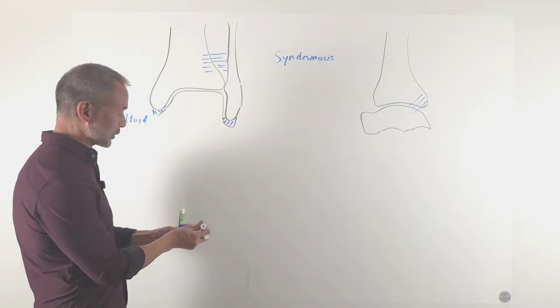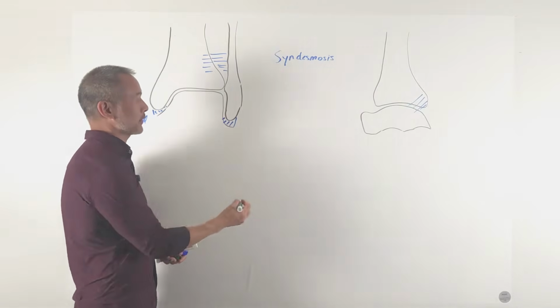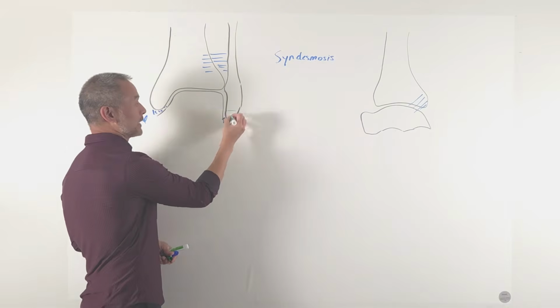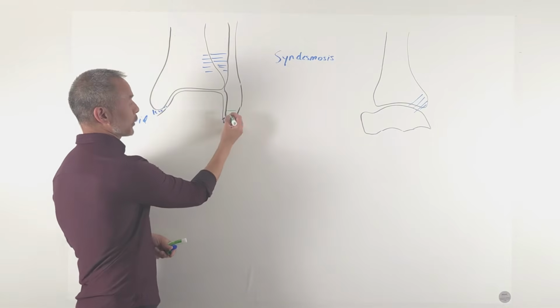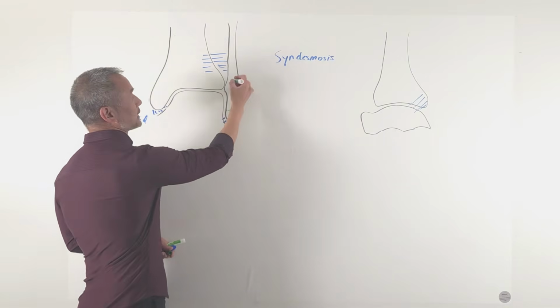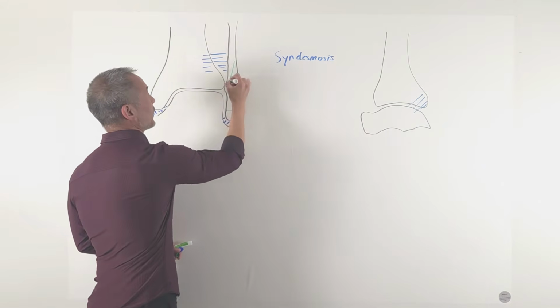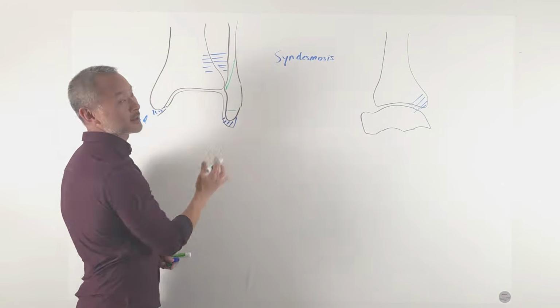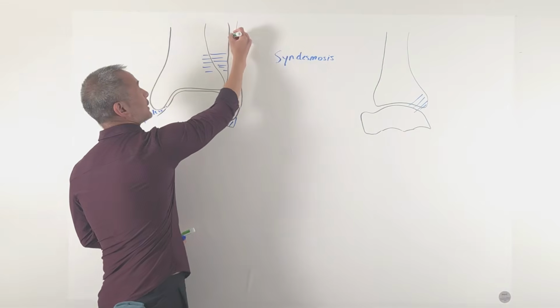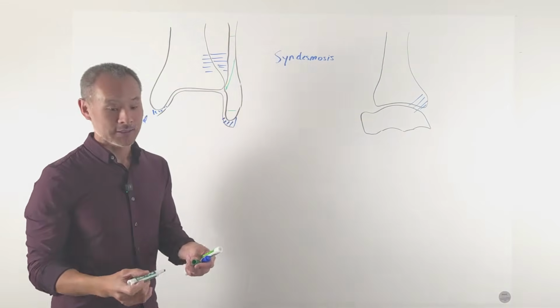Now that can fracture in one of three most common places. One is the tip of the distal fibula, right where these ligaments attach. Second is this sort of oblique fracture at the level of the syndesmosis. And third is above the level of the syndesmosis.